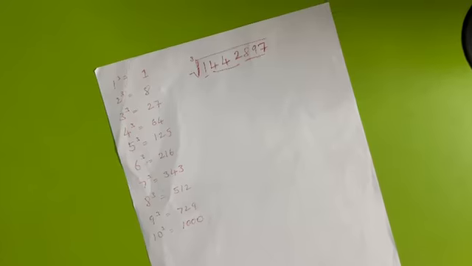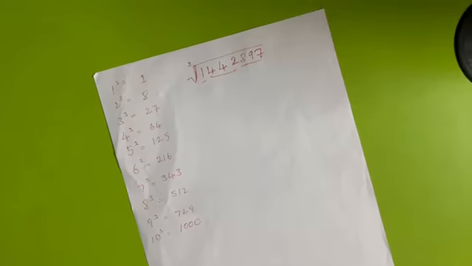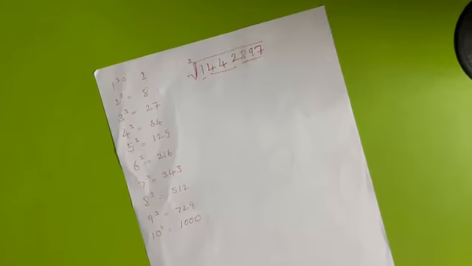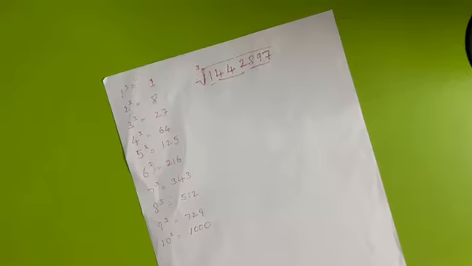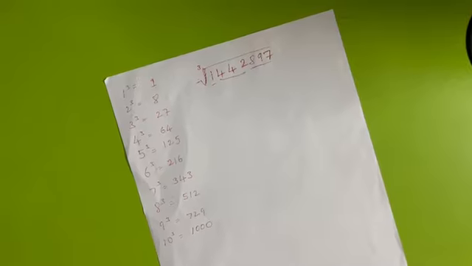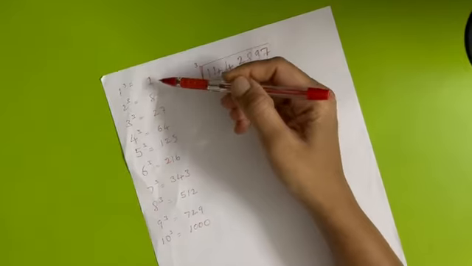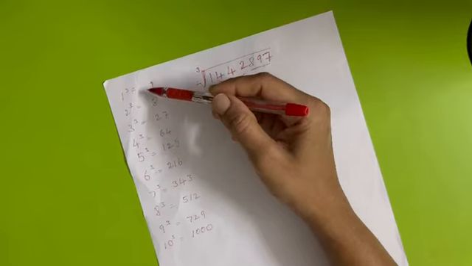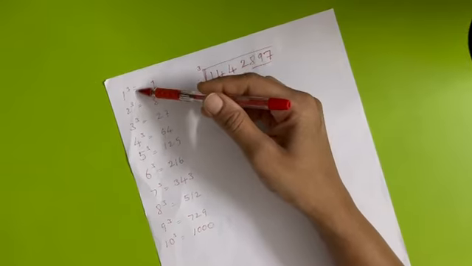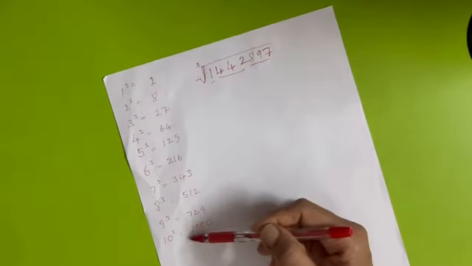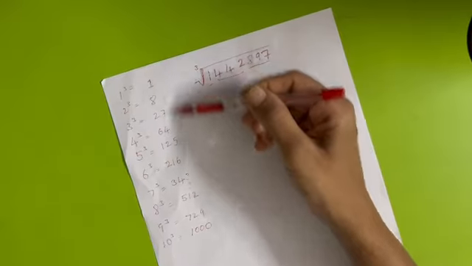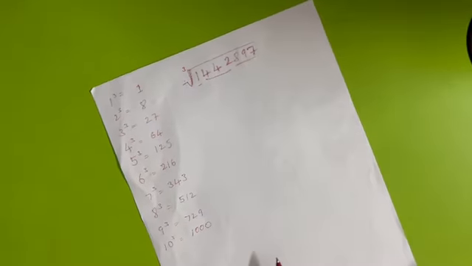Today we are going to solve the cube root of 1442897 by Vedic math. So let us keep the answers ready of cubes of numbers from 1 to 10. Okay, so here we have kept it ready. So let us see how to do this.